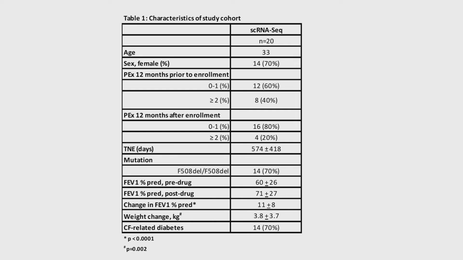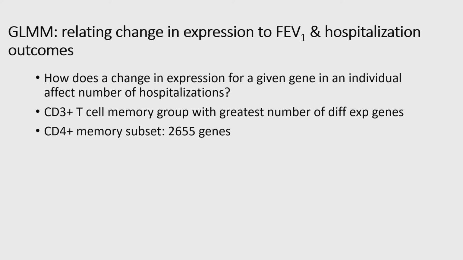So these were 20 patients, and the thing that I would like to emphasize is that there was heterogeneity in the change in their pulmonary exacerbation rate in the year before and the year after they started taking meds. And then there was also a lot of variation in their FEV1 response, right? They're humans, so this is completely understandable. Instead of going into the differential expression of genes before and after Trikafta, I really want to focus on Brian's work with his mixed models, looking at how does a change in expression for each given gene within one person affect the number of hospitalizations or affect the improvement of FEV1 within that person?